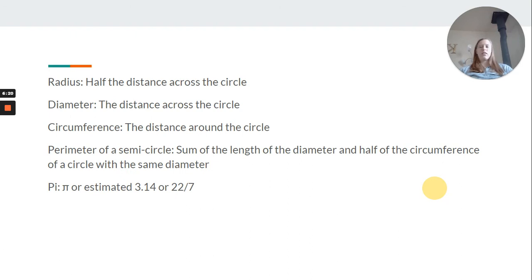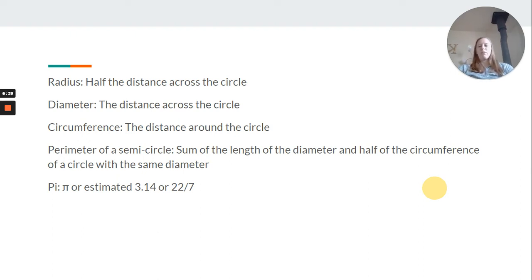Then we looked at circles. So the radius is half the distance across the circle. Diameter is the distance across the circle. Circumference is the distance around the circle. Perimeter of a semicircle is the sum of the length of the diameter and half of the circumference of a circle with the same diameter.